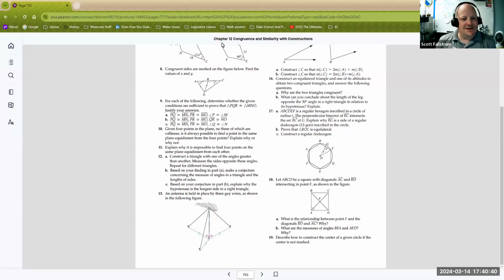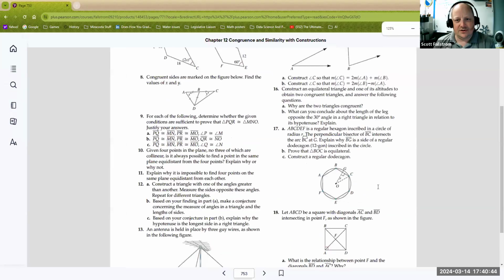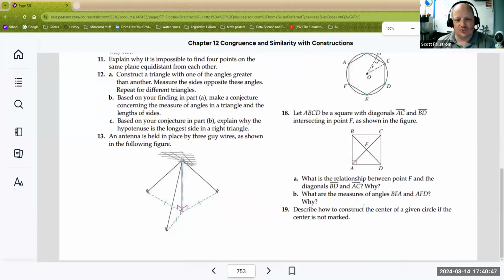So I've got question 19, which is down here. Let me zoom in a little bit. That's a little far away if you're watching on the video screen. Here we go. Describe how to construct the center of a circle if the center is not marked. How can I construct this center?